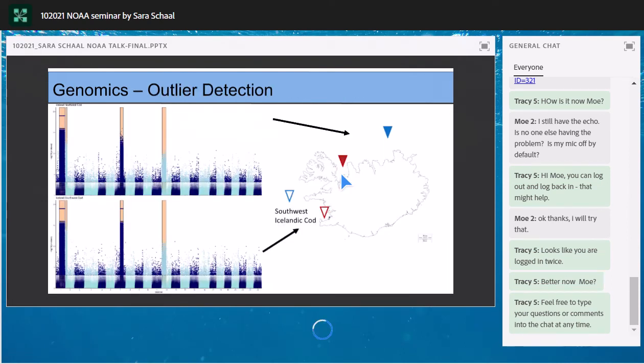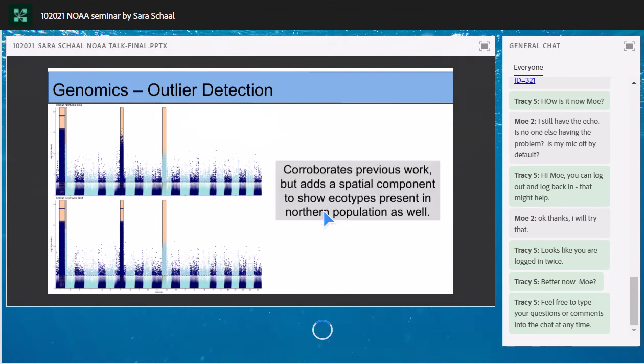And this is also clear when we do the genome scan method, the genome outlier detection methods. We see these 4 major inversions that are present both in the southwest Icelandic cod population and the northeast Icelandic cod population. So we show that those haplotypes are present in both populations. They are diverging between the 2 ecotypes in the way that we would expect.